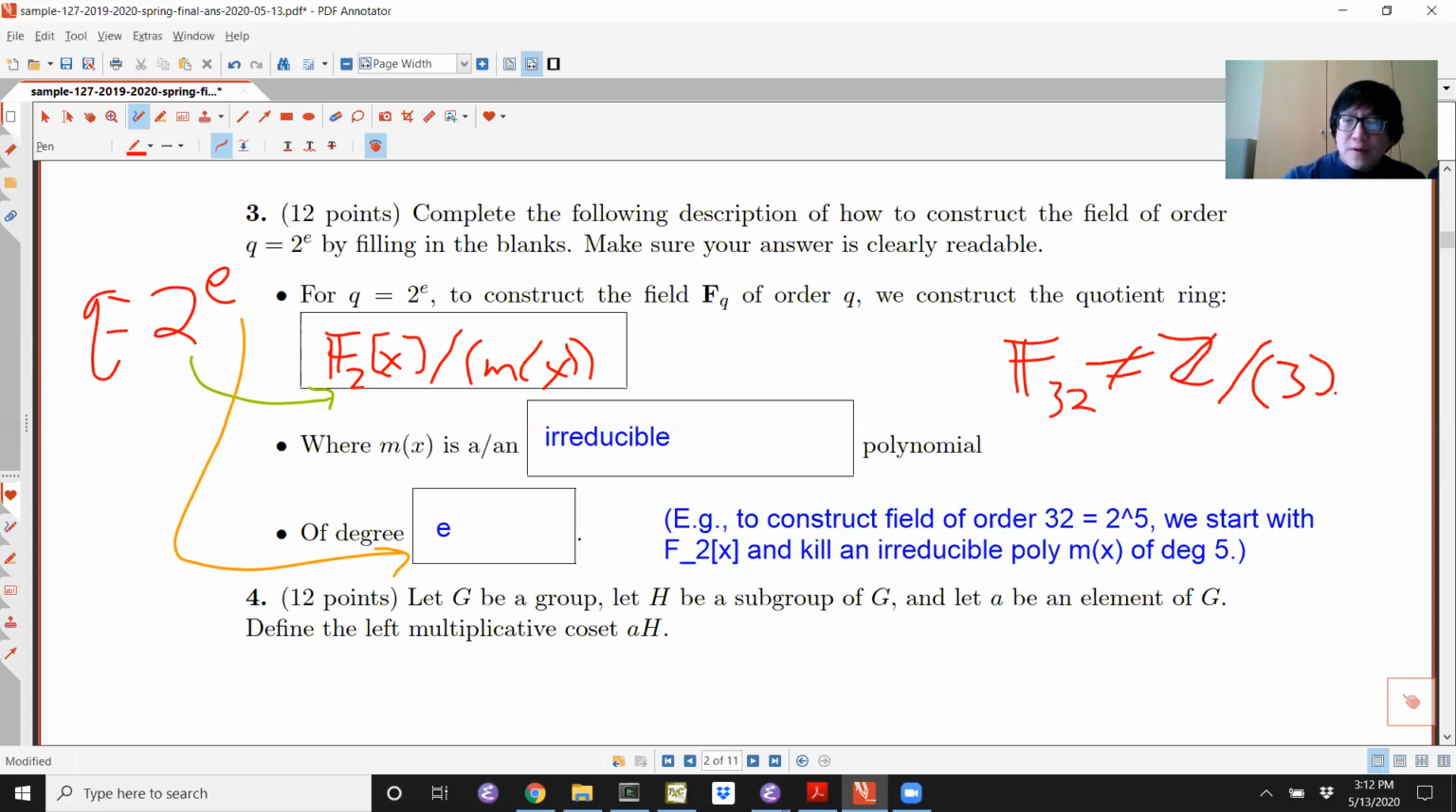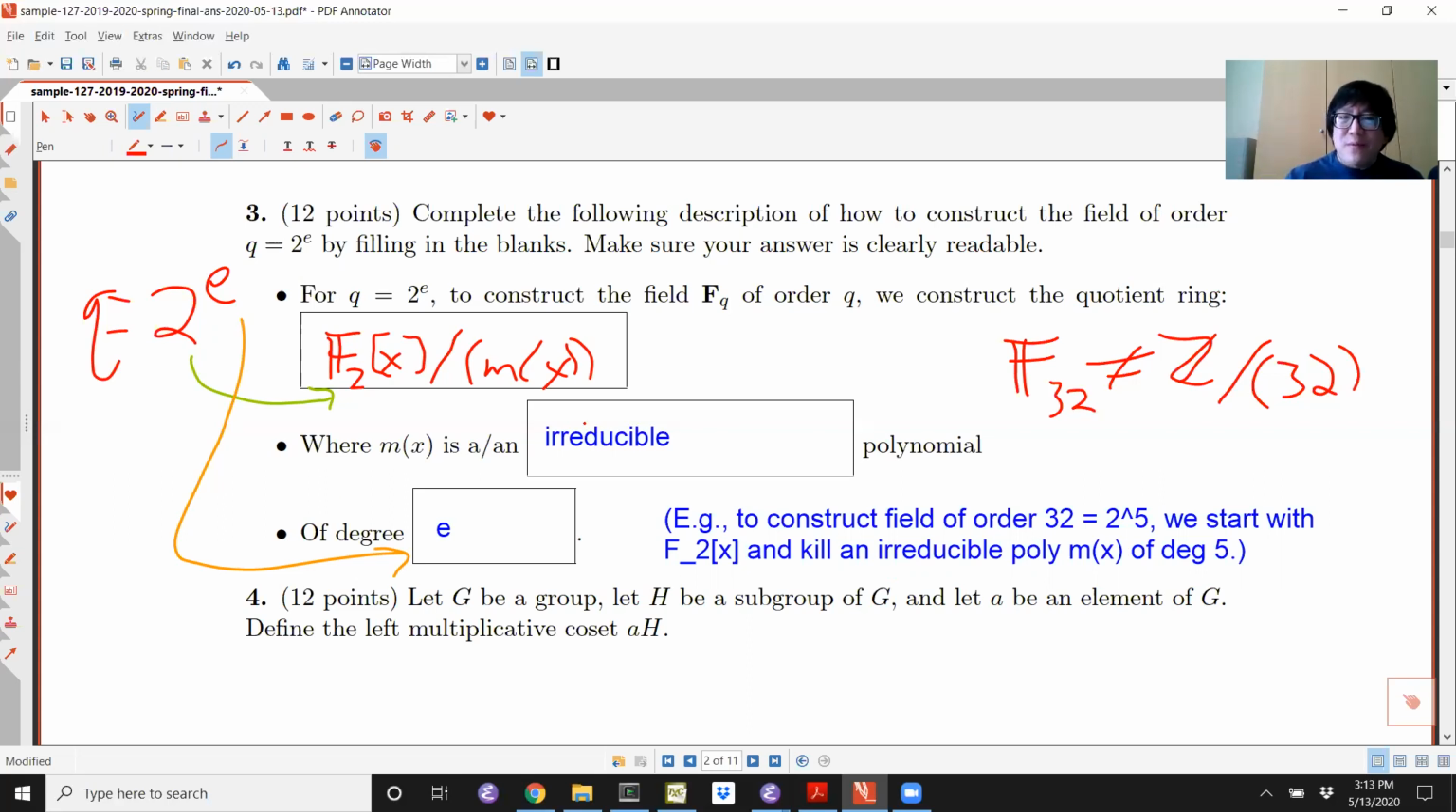For example, Z mod 32 is not a field, because 8 times 4 is 0 mod 32, and neither 8 nor 4 is 0 mod 32. So Z mod 32 has zero divisors, and F32 does not. So F32 you get as the field of order 32 in this sort of strange, complicated manner.